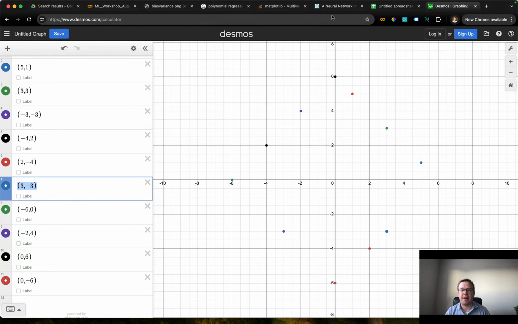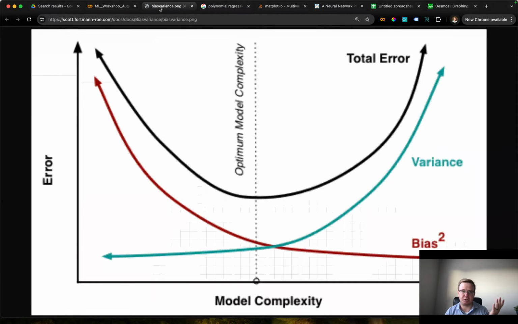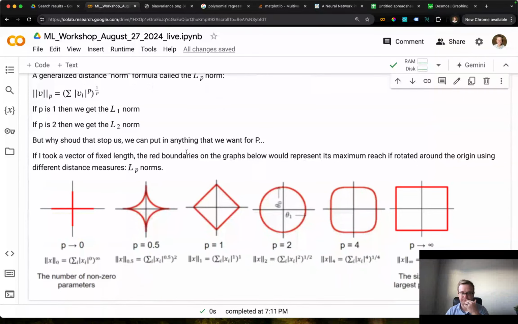Okay, so as you see these different shapes, which you'll often see when we're talking about regularization, when we're talking about these different norms, these shapes represent all the different vectors that could be made from a vector of fixed length. If we changed all the inner values to who knows what, right, but kept the length of the vector the same, that's the boundary.